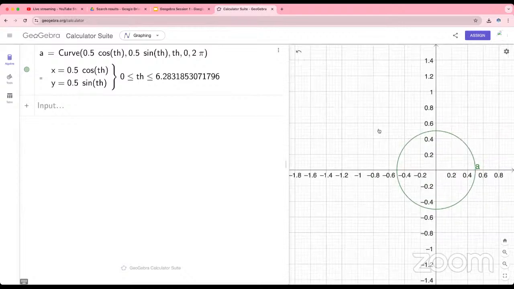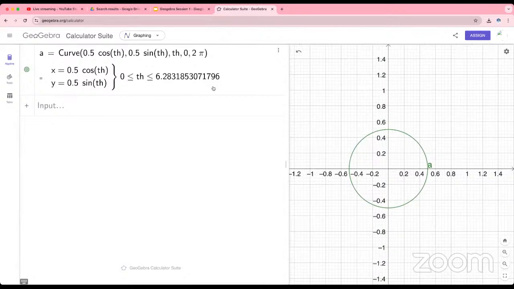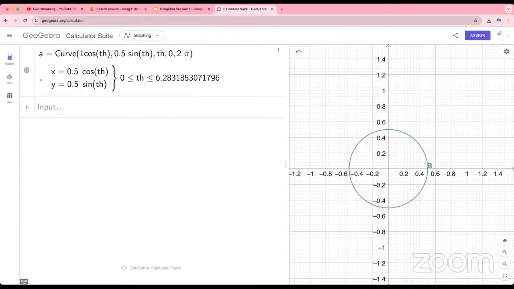Now, as an x expression and y expression, the first expression says how to change the x coordinate, the second expression says how to change the y coordinate. What if I write here 1? So the x coordinate is changing by 1 cos theta and the y coordinate is changing by 0.5 sin theta. Can you tell me what will be the output? Which curve will we get if I multiply x by 1 and y by 0.5? Any guess?